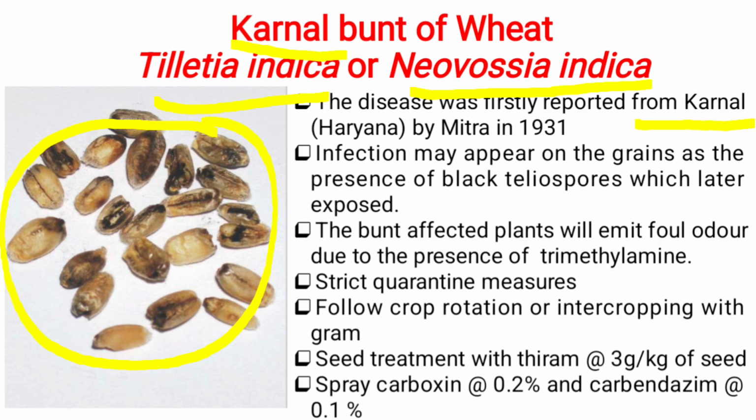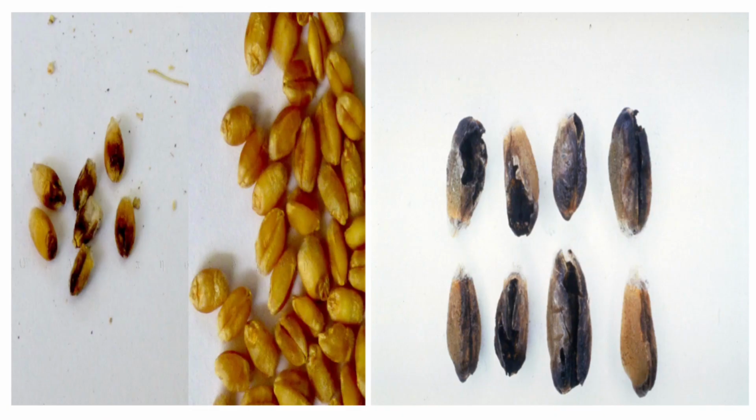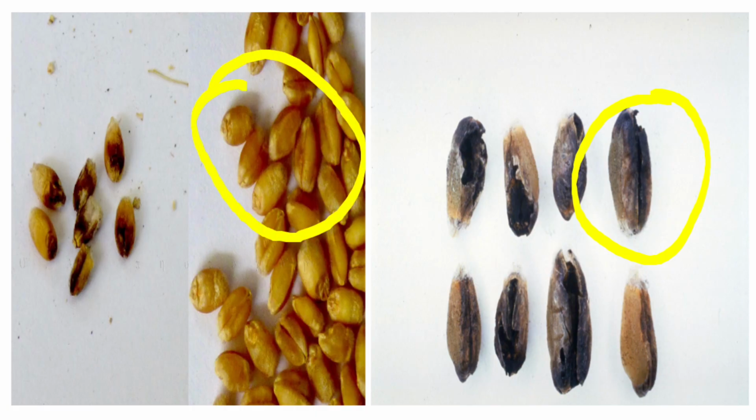So seed treatment with thiram, and also spraying carboxin at the rate of around 0.2% along with carbendazim, right? So that is the second important bunt disease, also known as the karnal bunt of wheat after hill bunt. Here you can see the clear differentiation, that the black teliospores are there. In case of your grain, the entire healthy grain is converted into this black chaffy mass, as a result of which it directly affects your yield potential.